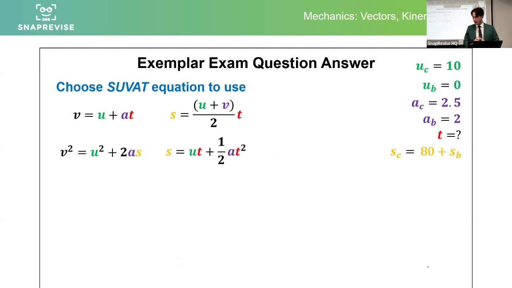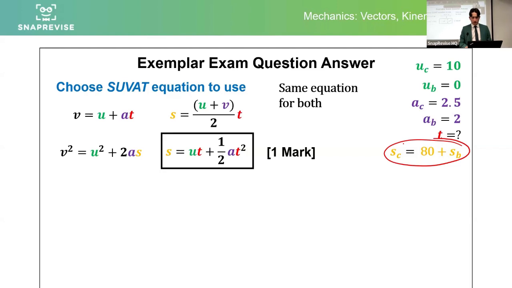Now, what we have is the initial velocity of the coyote is 10. The initial velocity of the bird is 0. The acceleration of the coyote is 2.5, and the acceleration of the bird is 2. And we're looking for the time. And we also know a link between the displacements. So S, U, A, and T is going to be our favorite classic one. We're going to do that for the bird, and we're going to do that for the coyote.